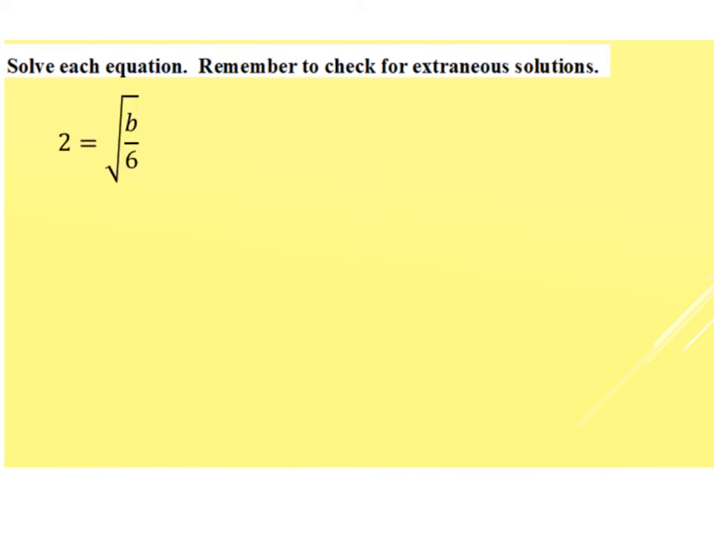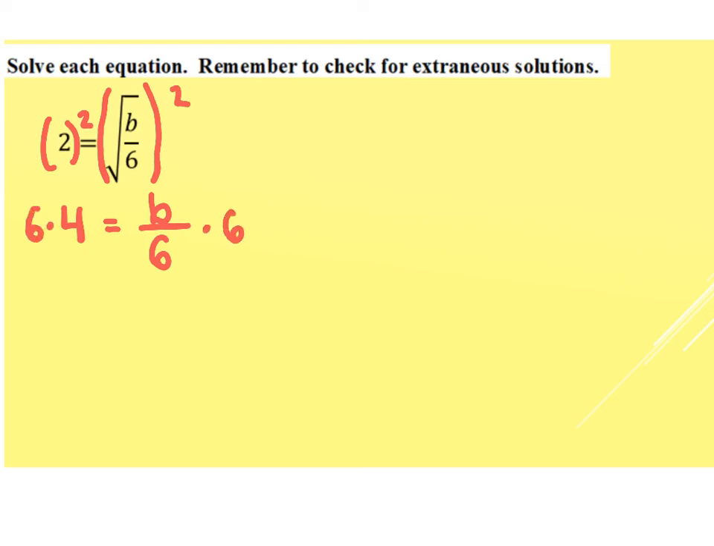In our last example, the radical again, now it's on the other side of the equation, but it's still isolated and by itself. So you're going to start by raising both sides of the equation to the second power. Now, 2 squared would become 4, and b over 6 under the radical is canceled out, so it becomes just b over 6. Now, to solve for b, you are going to use the inverse operation of division. The inverse operation of division is multiplication. So you multiply both sides by 6. So 6 times 4 becomes 24. These 6's cancel out, so it's equal to b.